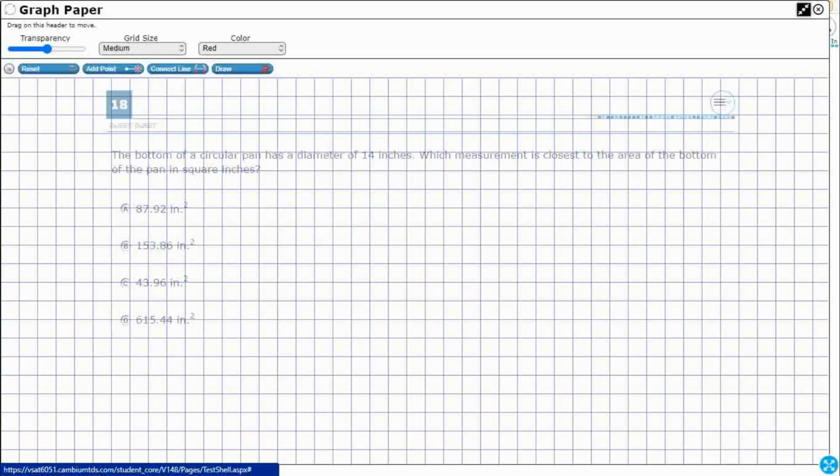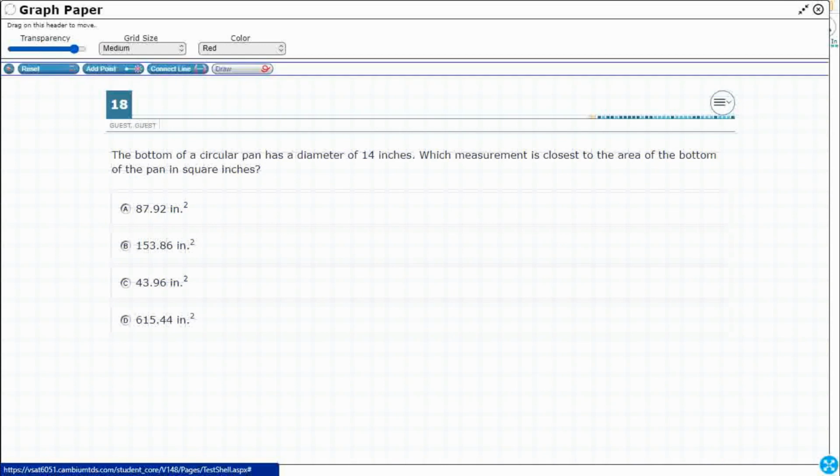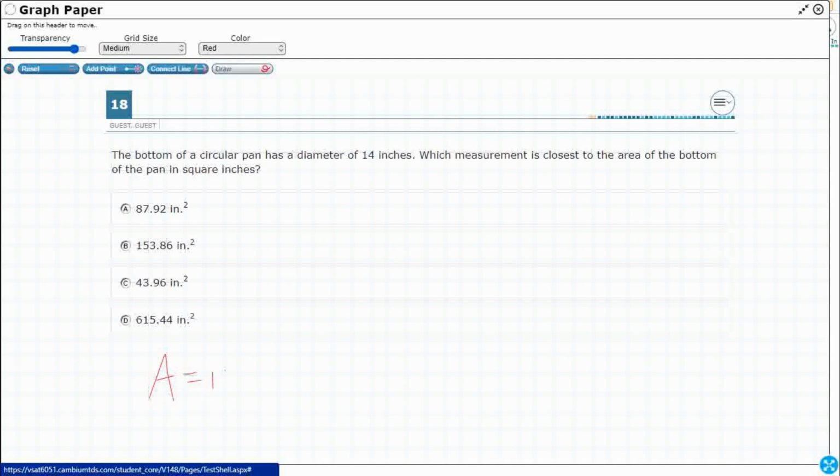Let's open up our graph draw feature, and I'm going to write that for us real quick. A equals pi r squared. That's the area of a circle. So the bottom of a circular pan. All right, so let's go ahead and draw our circle. Let's pretend this is circular. It's going to be close enough.